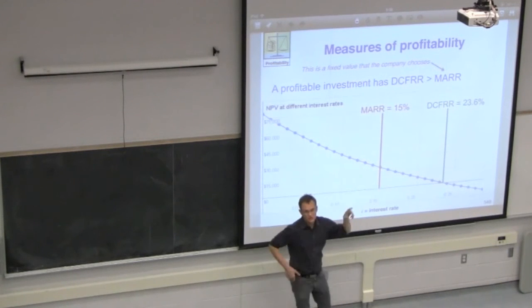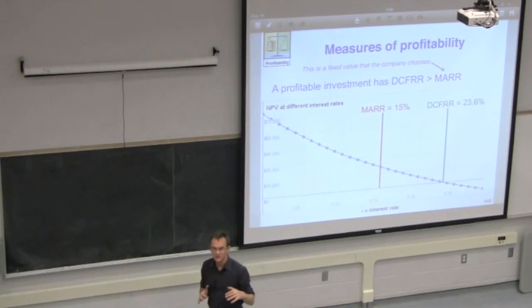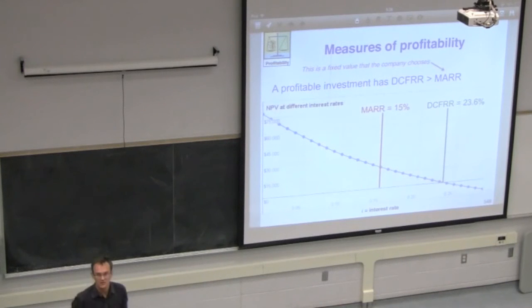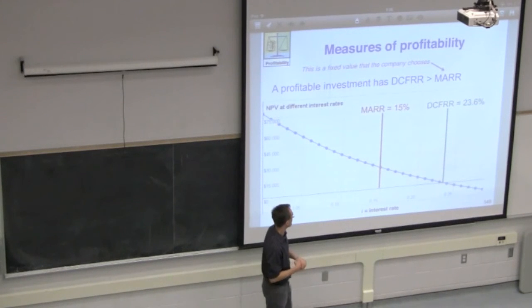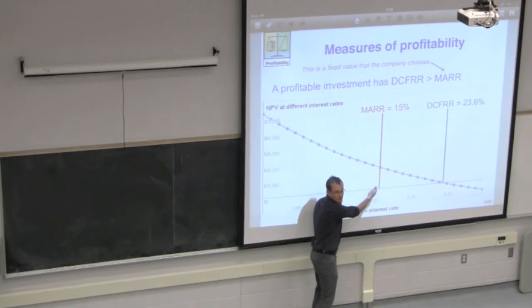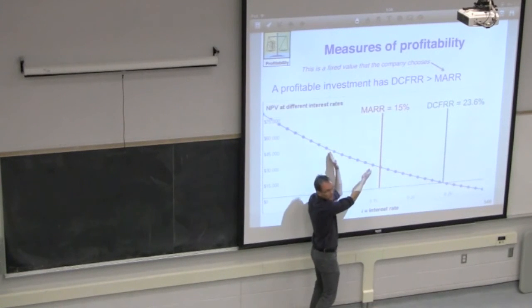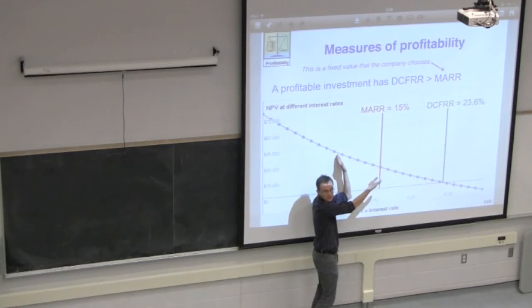Is the true interest rate in the economy 15%? Is it greater? Smaller? It's a smaller number, okay? So the true environment that the company will actually find itself in when it does this project is the number somewhere around here, indicating that they're still going to be profitable on an NPV basis.